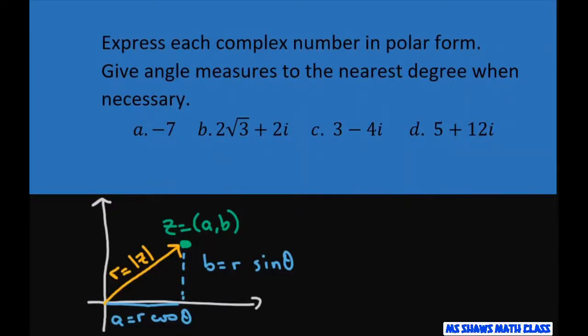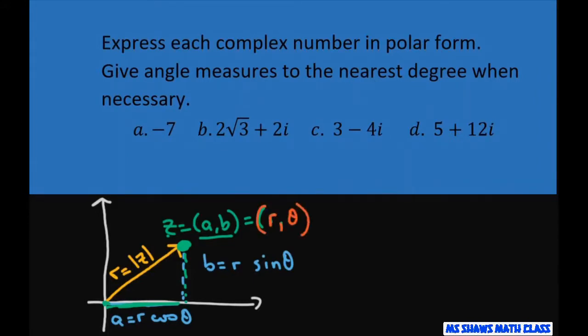Hi everyone, we're going to express each complex number in polar form and give angle measures to the nearest degree when necessary. Before we get started, let's go over this one more time. This length here is your A value, and that equals R cosine of theta. And your B value is your vertical part. This point here is called your AB, which is Z, which is going to equal your R theta. So that in red, R theta.